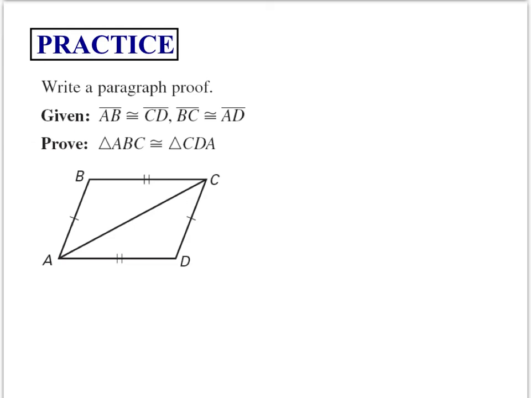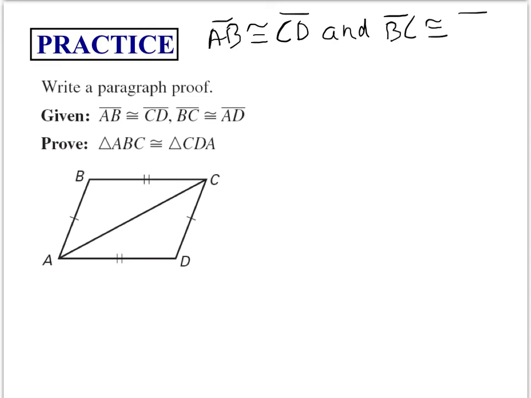So very similarly, I'm going to state my givens. So I'm going to say that AB is congruent to CD, and BC is congruent to AD. So I know BC is congruent to AD because it's given. And once again, similar to proofs, there's not just one right way to do this, but there are specific things you need to include in there.